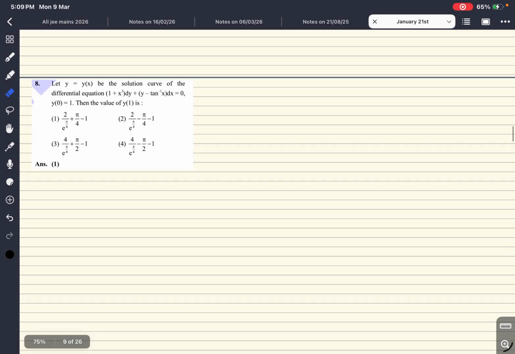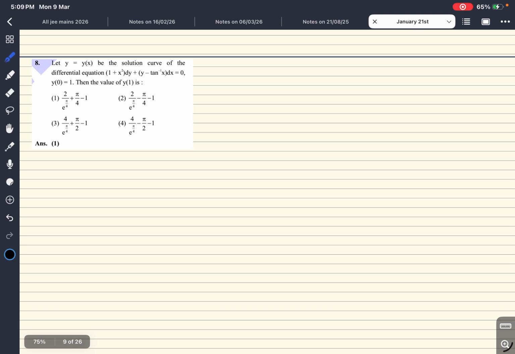Okay, so question number 8. Let y equal y of x be a solution of the curve of the differential equation that is given. The differential equation given is (1 plus x square) dy plus (y minus tan inverse of x) dx is equal to 0. Okay, so it is in this very standard form.